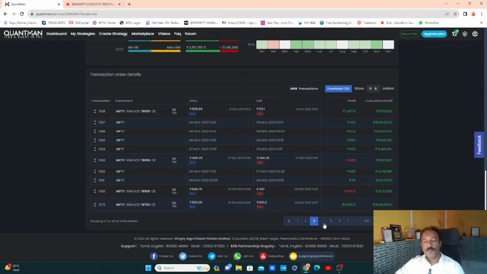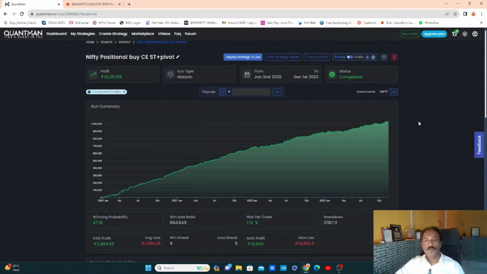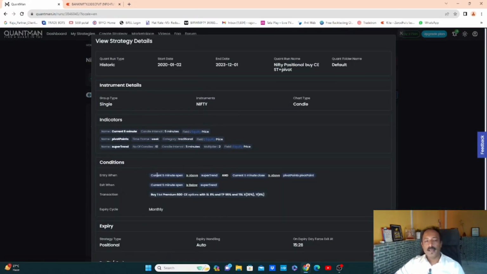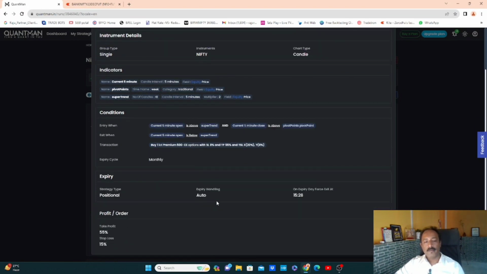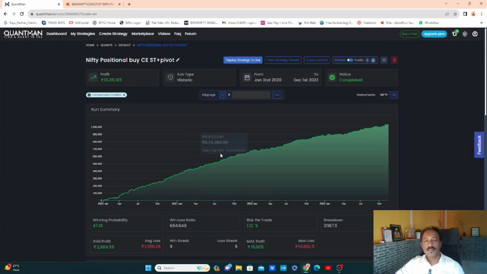So this is how it works if you have followed this series of steps. What is the sequence of steps? I am buying when the current 5-minute candle is above the Super Trend and above the pivot point. If I'm buying 500 rupees options on a monthly basis, and I have done this for 3 years, this is what the result is.